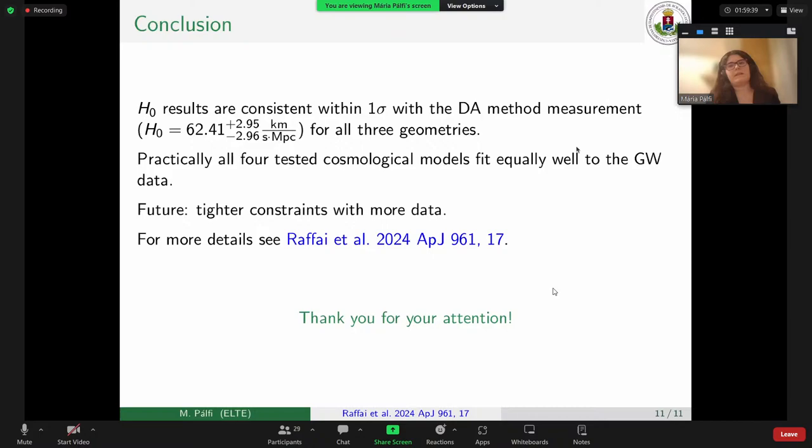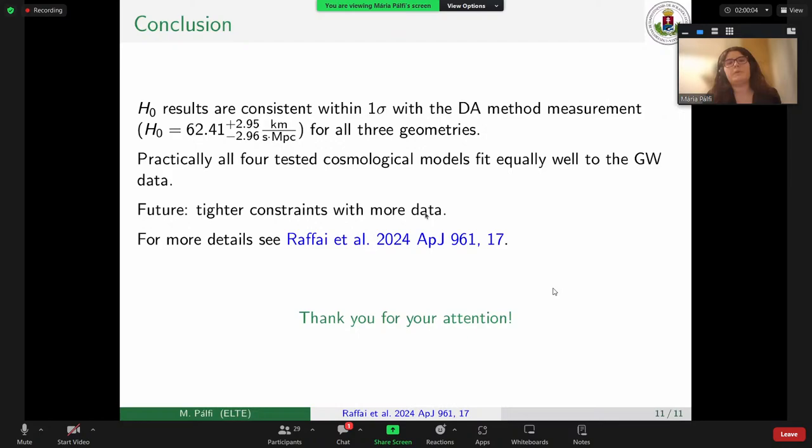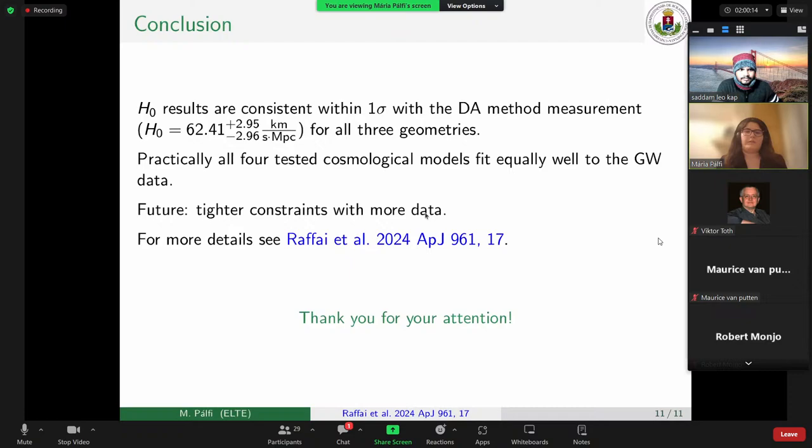Finally, here you can see our main conclusions again. And with more gravitational wave events and more complete galaxy catalogs and more sophisticated pipelines, we will be able to put tighter constraints on the Hubble constant and potentially rule out the inconsistent cosmological models. Thank you for your attention. I will try to answer your questions.